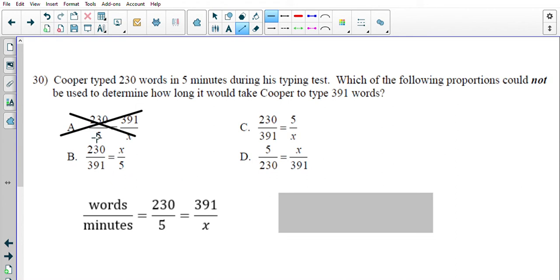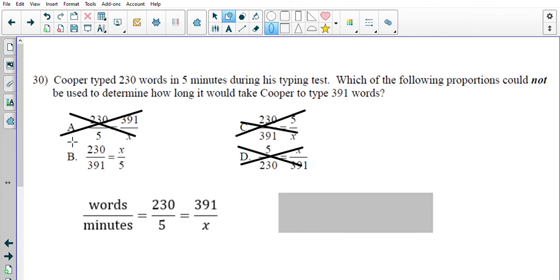Choice B, 230 times 5. That's not 230 times x. Choice C, 230 times x. I would also take 5 times 391, which I would do here. So C would also work. D, 230 times x and 5 times 391. That's what I would do for this proportion down at the bottom that I know works. So the one that does not work for us is going to be choice B.